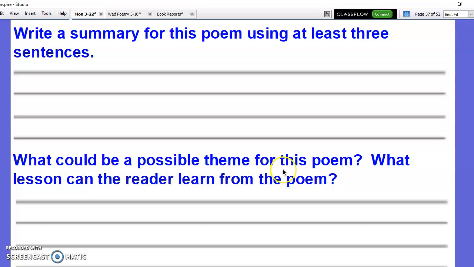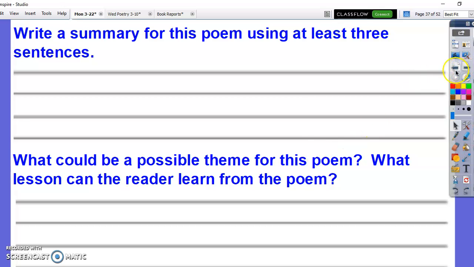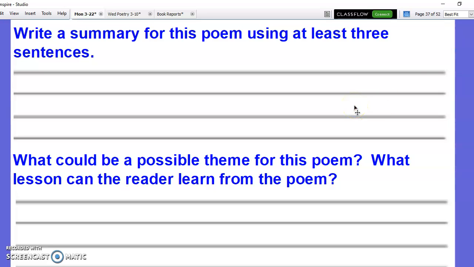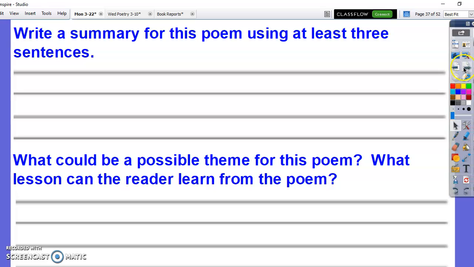What could be a possible theme for this poem? What lesson can the reader learn from the poem? Remember theme, and the dog was the greedy dog one. He needed to learn not to be so greedy. What could we learn from this poem? Or what do you think the other people learned from the poem when Grandma wins the race?